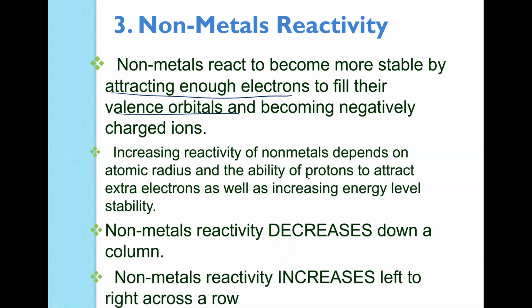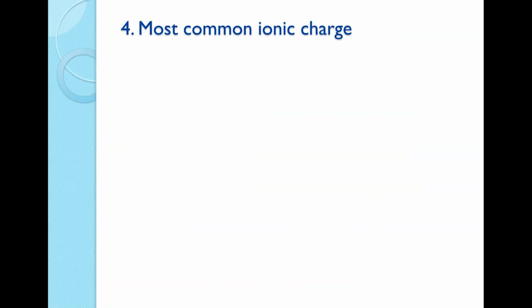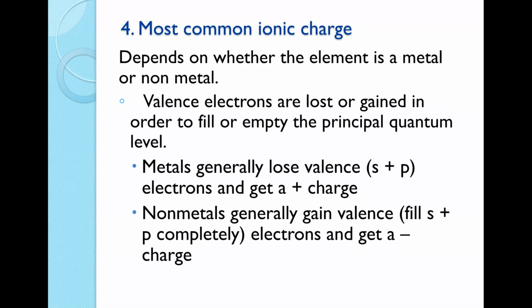And it increases left to right across the row, but again, only from the nonmetals section. Okay? Common ionic charge depends on whether the element's a metal or a nonmetal. Valence electrons, remember those are the S and P electrons, are lost or gained in order to fill or empty the principal quantum number. Metals generally lose all their valence electrons and get a positive charge. Nonmetals fill their valence electrons, so they fill up the S and P completely and they get a negative charge.